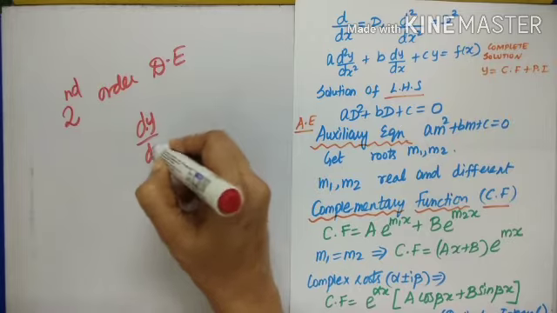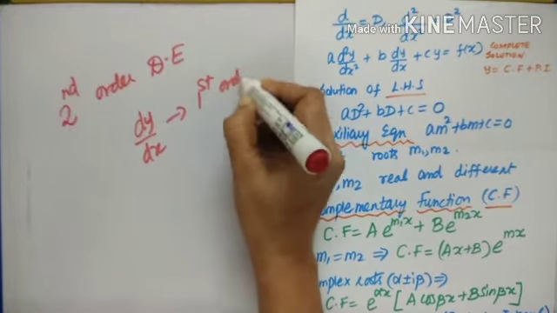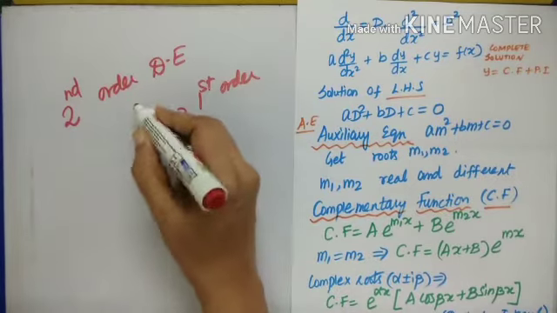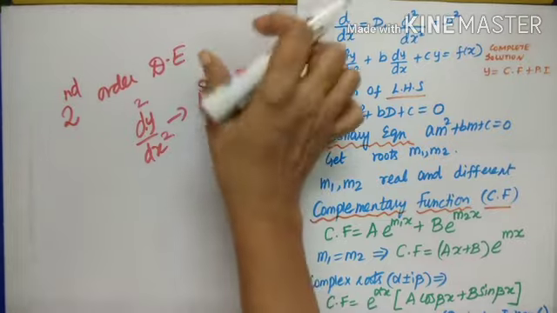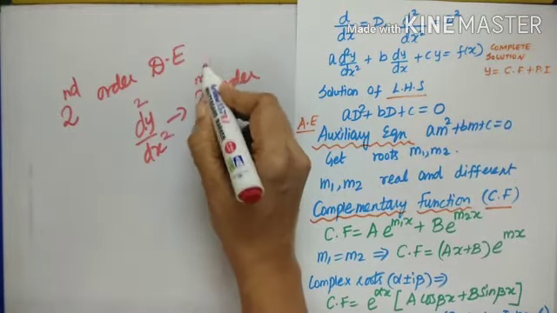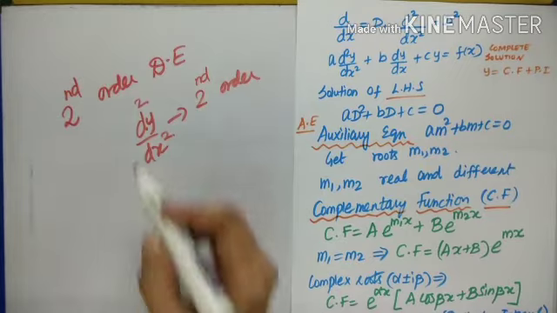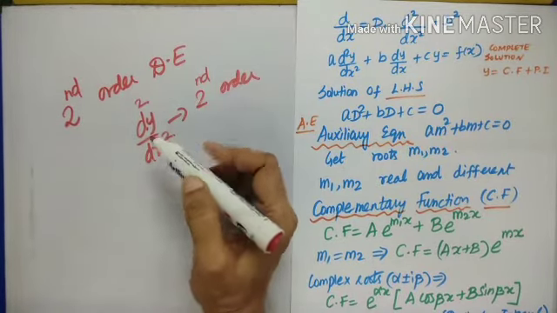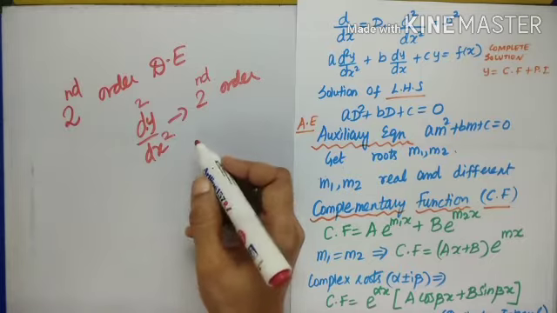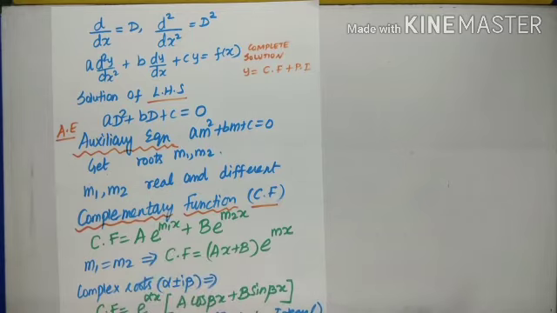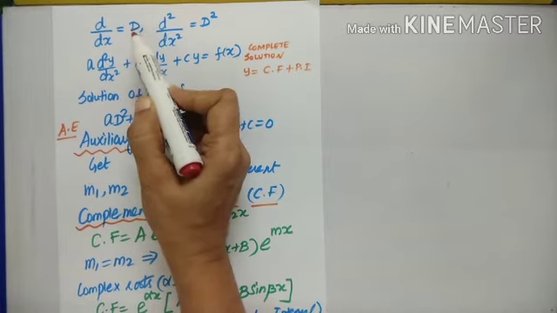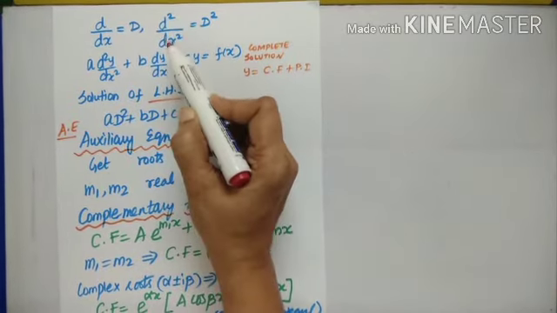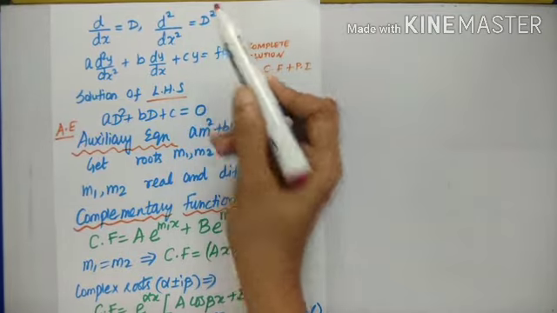dy by dx implies first order, I differentiate once. d square y by dx square implies I differentiate twice, so it becomes second order. So in today's exercise, we will be having d square y by dx square, also dy by dx and some terms with y. So when you are having a pattern like this, wherever this d by dx is coming, let me put capital D. d square by dx square is coming, put capital D square.